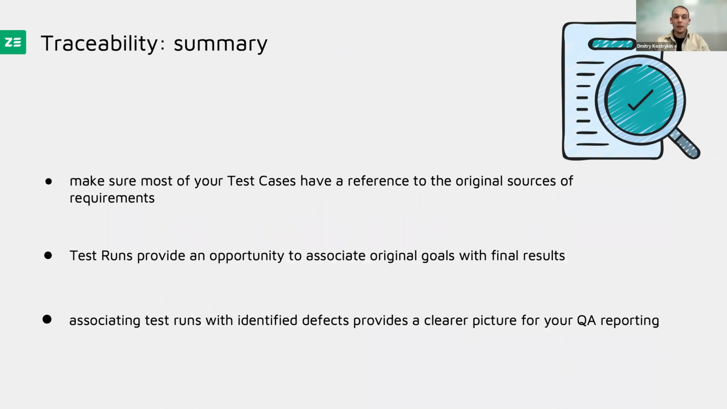Short summary, make sure you have most of your test cases linked to the original source requirements. Both of the above examples of mapping of project documentation or bugs with your test documentation will help you to maintain a good level of traceability, and also will give a more clear picture for your QA reporting, as I said before.